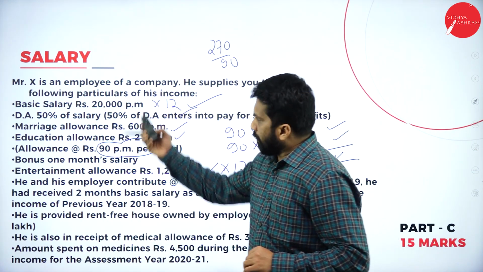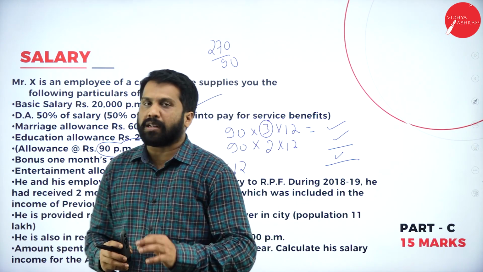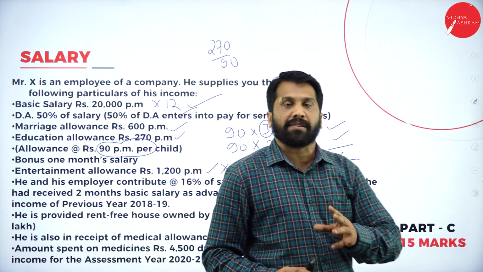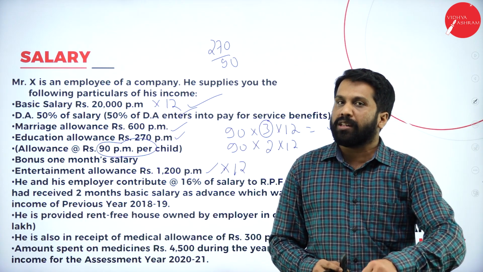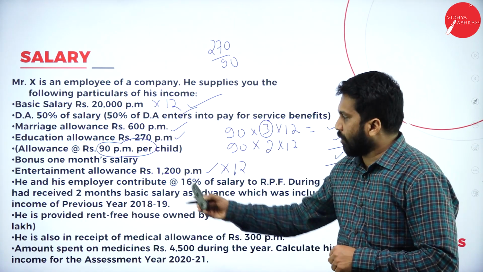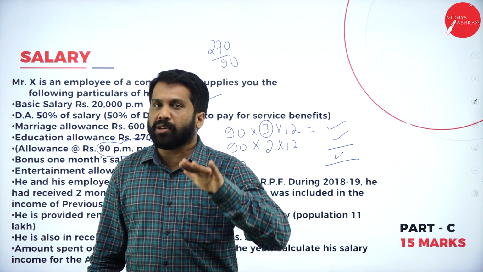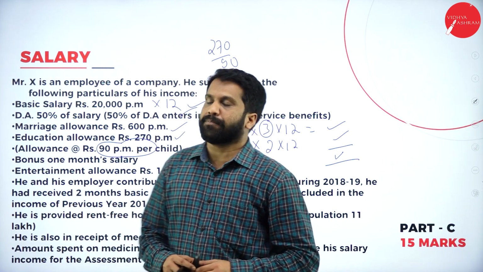Remember, if he or she is a government employee, whatever entertainment allowance he or she collected, up to 1/5 or 20% of salary, actual entertainment allowance received, or 5,000. Whichever is least can be taken as exemption.